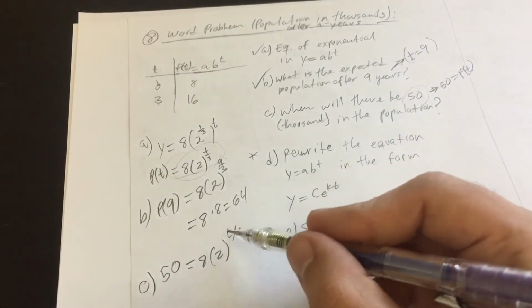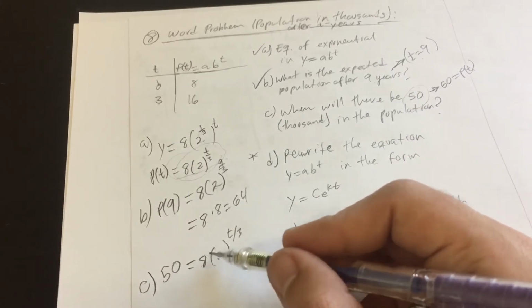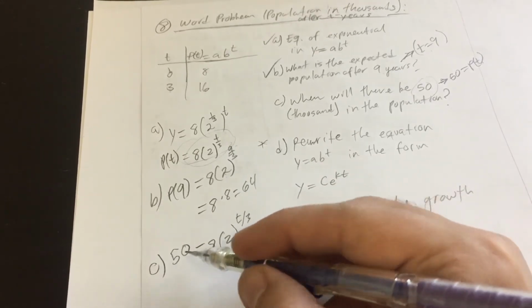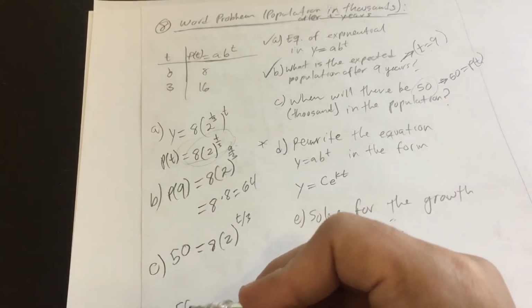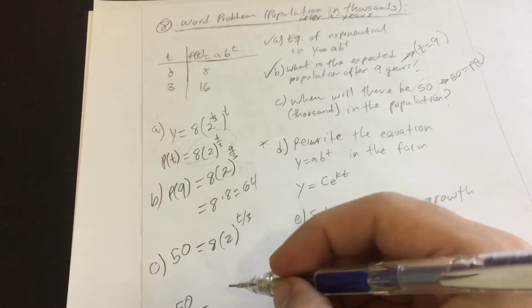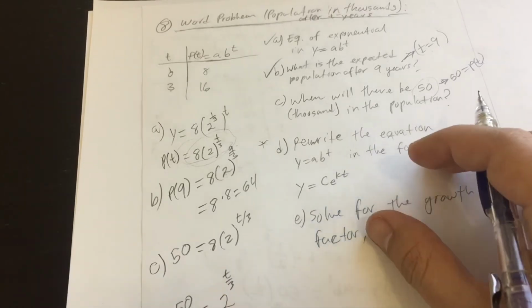Alright, and we want to solve for t. But be careful, the base is 2. The base is not 8. 8 is a factor, a vertical stretch. Therefore, how do we undo multiplying by that 8? Let's divide both sides by 8. So we're going to obtain 50 over 8 equals the base, which is 2, to the 2/3.